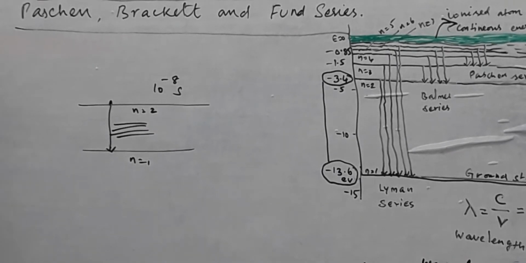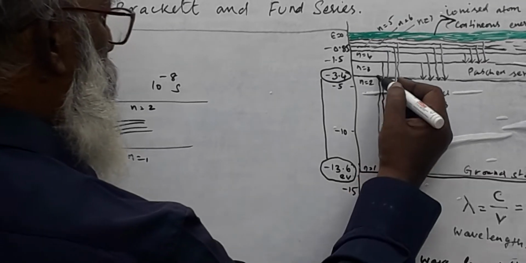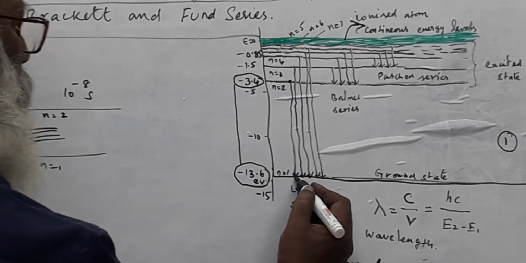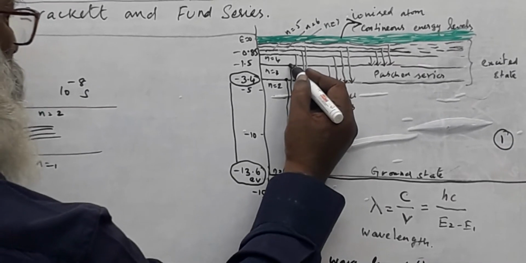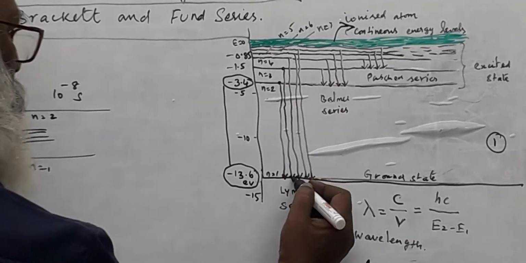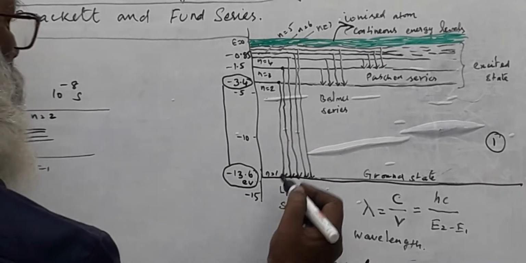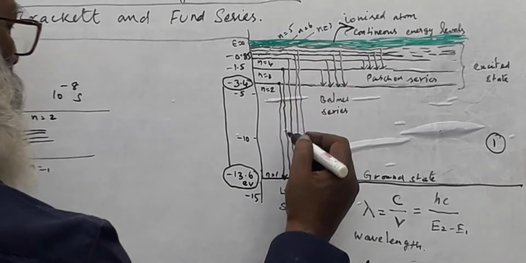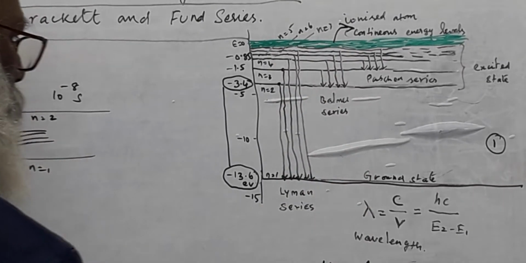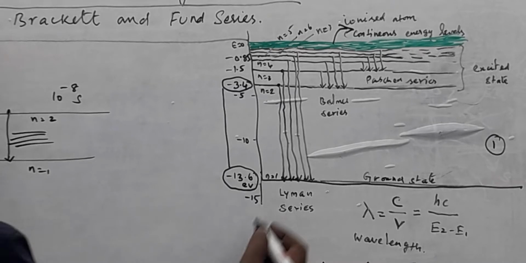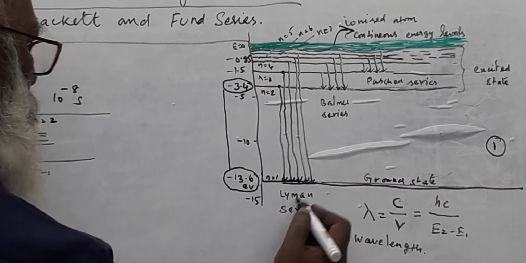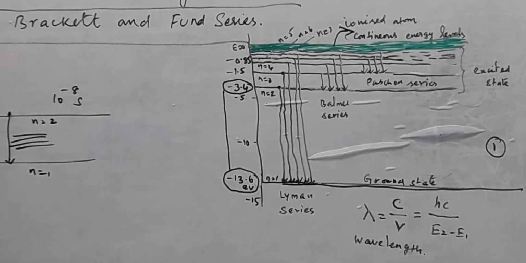Now, if the electron jumps from the second orbit to the first orbit, there may be one line spectra. When it jumps from n equal to 3 to the first, there may be another line spectra. Likewise, you get more lines from the higher energy levels to the lower energy level in the first series, or ground state. That is called the Lyman series. This is called the Lyman series.